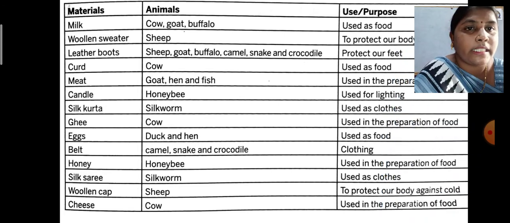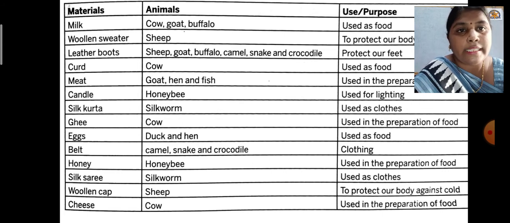So let us see the next. Ghee, obviously it is made with the cream of milk, and milk we get from the cow, and it is used in the preparation of food. Now eggs, from duck and hen, and it is used as food. Belt, from the skin of camel, snake and crocodile, and belt is used as clothing.